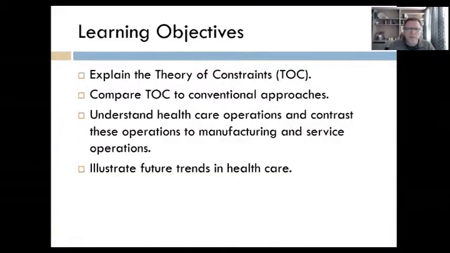Let's dive right into it. Learning objectives for this week. We're looking at something you maybe never even studied before called theory of constraints. It's by a guy named Eli Goldratt. We'll look at that in a minute. We're going to look at the theory of constraints and compare it to other conventional approaches like Lean and Six Sigma and that sort of thing. Your book covers this a lot, so make sure you check out the chapter on this.